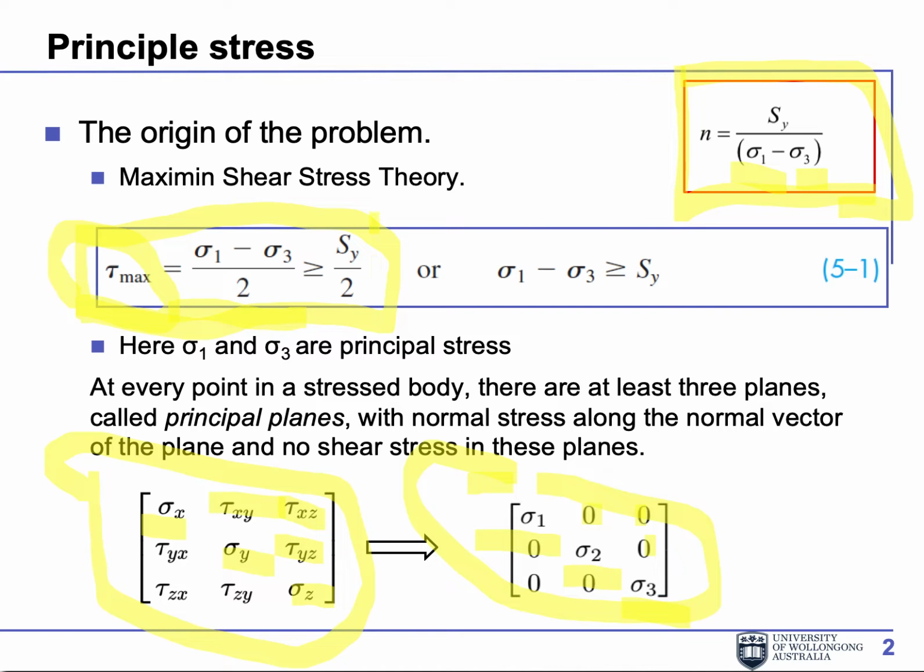Okay? So I write this equation in a few different ways, but they are all the same. The first one is showing the safety factor. How do we get the safety factor? This one is for when the system actually fails.